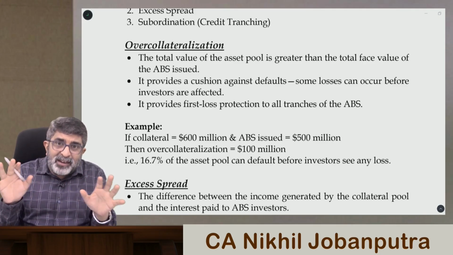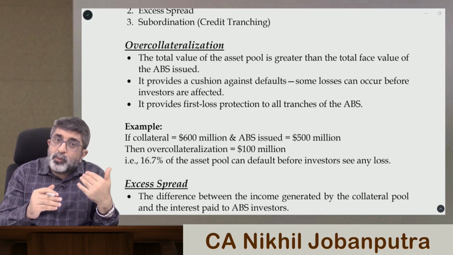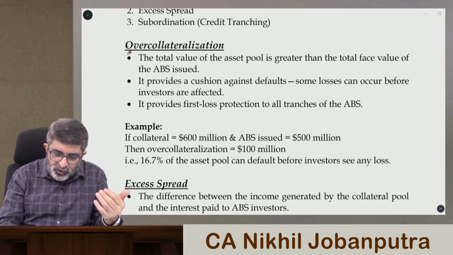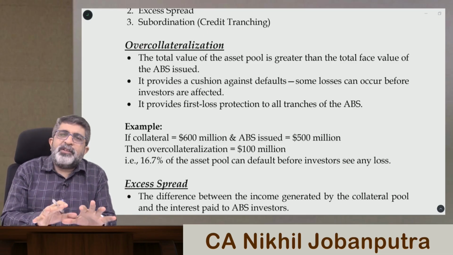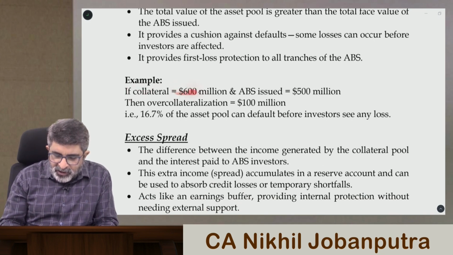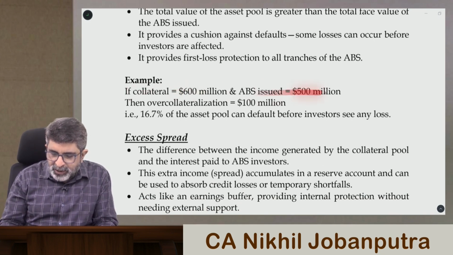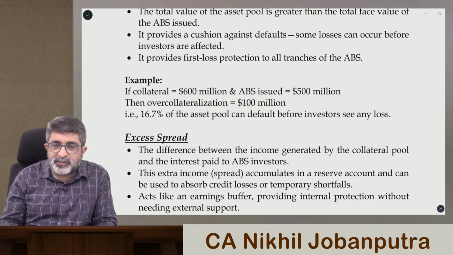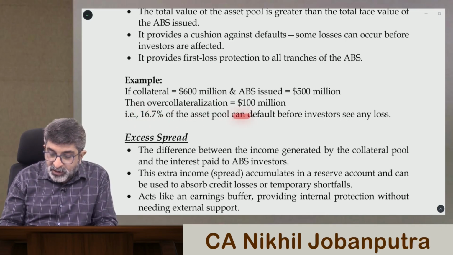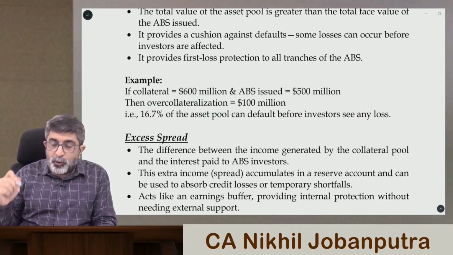Whether you have made tranches or not, all the tranches get the first layer of protection because of over collateralization. Means everyone stays protected. Let us take this example. If collateral equals $600 million and ABS issued is $500 million, then over collateralization is $100 million. So this much value against the total collateral value. So 16.7% of the asset pool can default before investors see any loss.